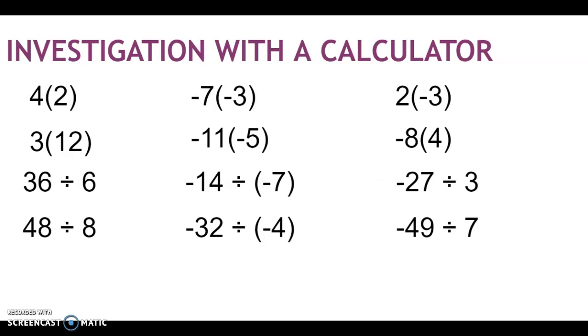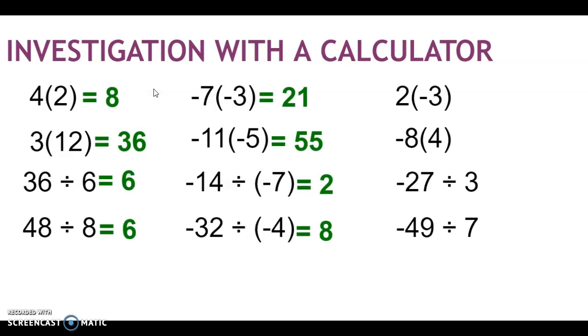All right, welcome back. Let's see how you did. I first want you to pay close attention to the left column and the middle column. Let's take a look at the answers. Did you get positive answers for every single one of them? Yeah, me too. Well, of course we're going to get positive answers when we're multiplying and dividing positive numbers. But what about the middle column? Do you notice how a -7 times a -3 gives you a positive 21? And a -14 divided by a -7 gives you a positive 2?